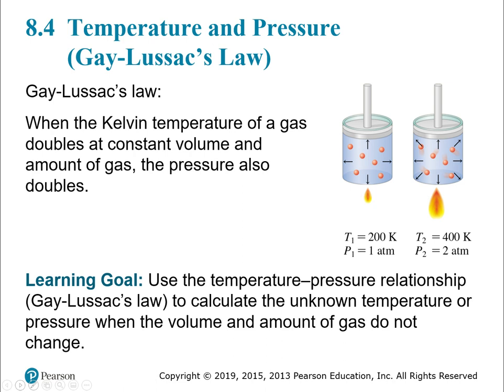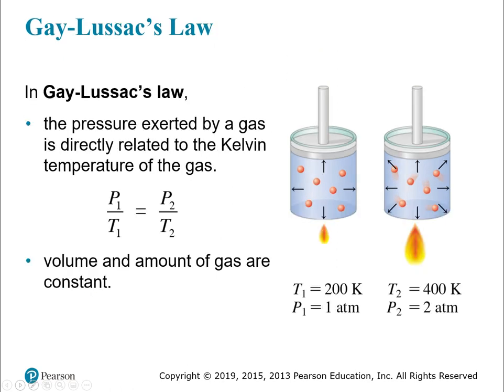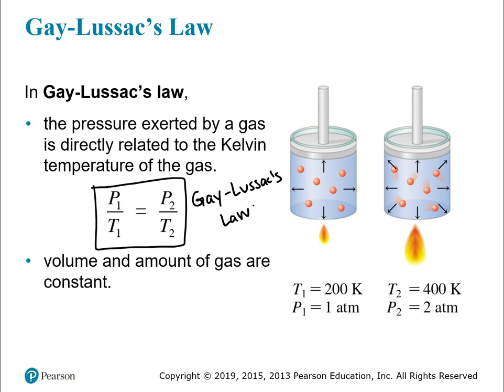Next gas law. We're looking at temperature and pressure, and that's Gay-Lussac's law. Pressure and temperature are directly related, just like volume and temperature. We're also assuming that the volume and the amount of gas are constant. This is Gay-Lussac's law. It looks suspiciously similar to Charles's law. With our example on the right, we're starting with a temperature of 200 Kelvin and one atmosphere. We've increased our temperature to 400 Kelvin. That means that we're increasing our pressure as well.